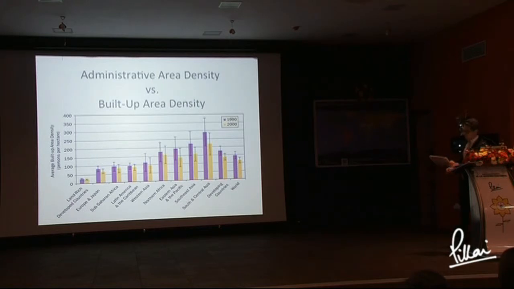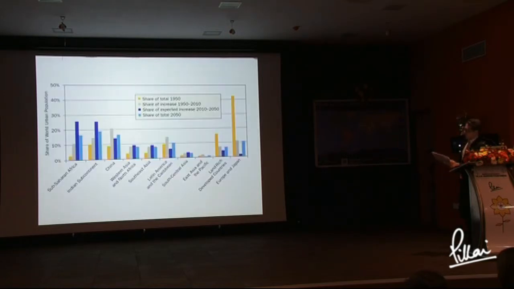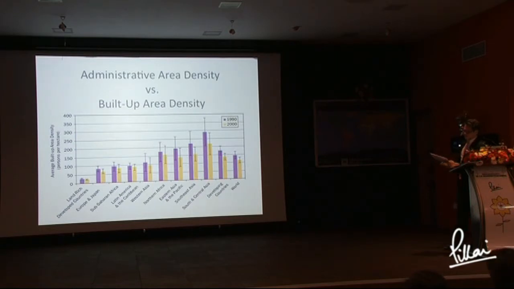And this chart shows the differences in built-up area density by region in 1990 and 2000. So what we see here is that globally, population density was around 140 persons per hectare in 1990, and has since fallen to around 120 persons per hectare. Now, you might think, oh no, density's falling. But actually, this is a good thing.